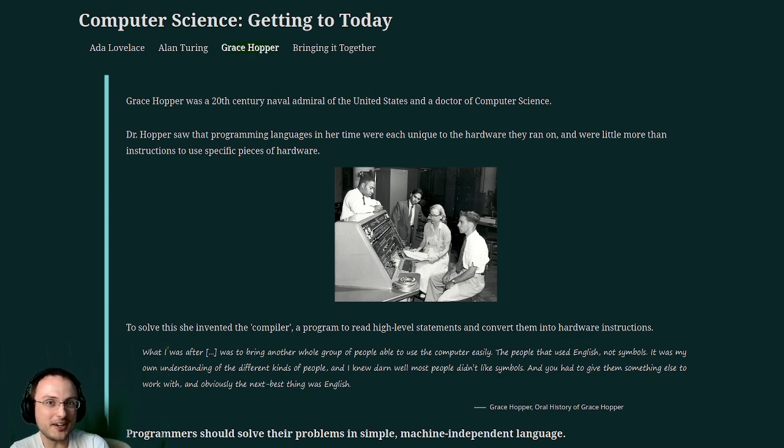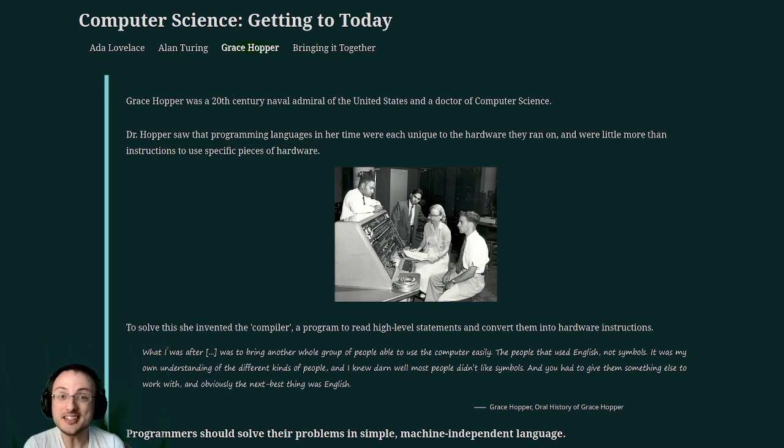Dr. Hopper had a lot of wit, and so she has a lot of great quotes about this. But one of my favorites was, "What I was after was to bring another whole group of people to be able to use the computer easily. The people that used English, not symbols. It was my own understanding of the different kinds of people, and I knew darn well that most people didn't like symbols. And you had to give them something else to work with, and obviously the next best thing was English."